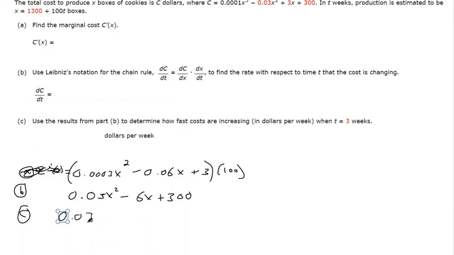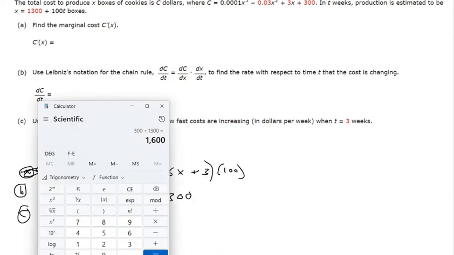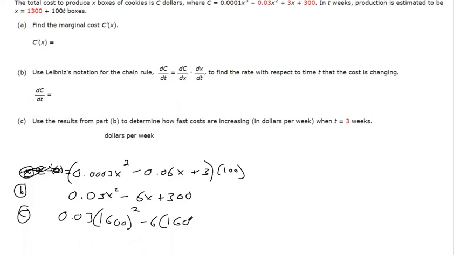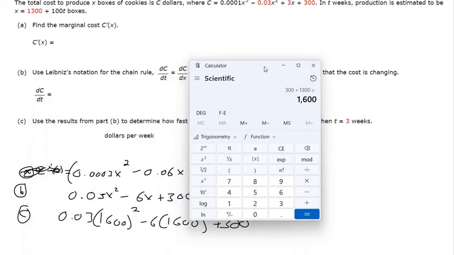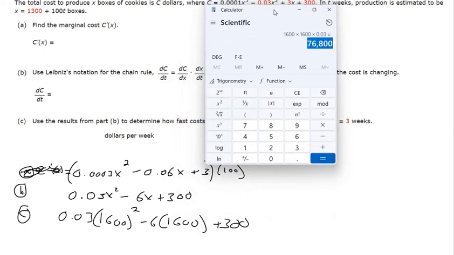So 0.03, and then we got 1,600 squared minus 6 times 1,600 plus 300. That's 76,800, and then this next one. So now we're down to 67,200, so 67,500.